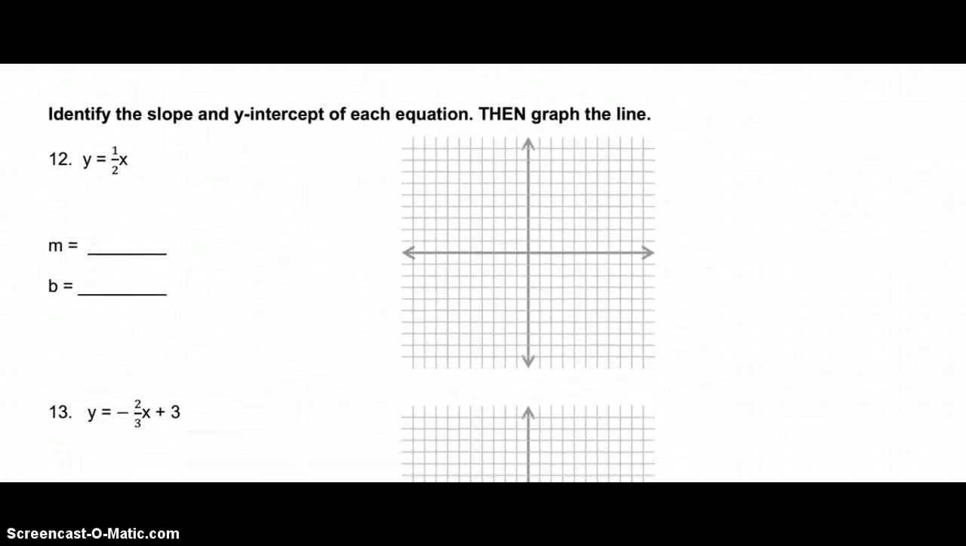Number 12 and 13. Identify the slope and y-intercept and then graph the line. Well, y equals mx plus b, so this must be my slope. I don't have a number here, so that's like saying plus nothing. So what is my b? And then where does it have to start on my graph? If b is my y-intercept, then where do you start?